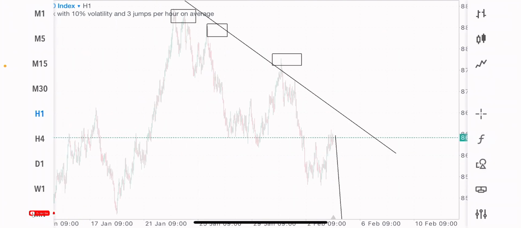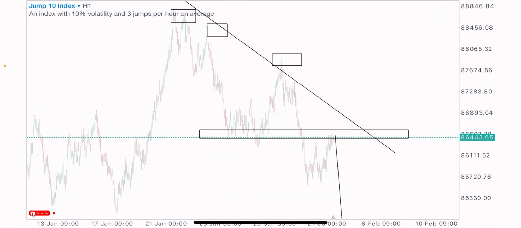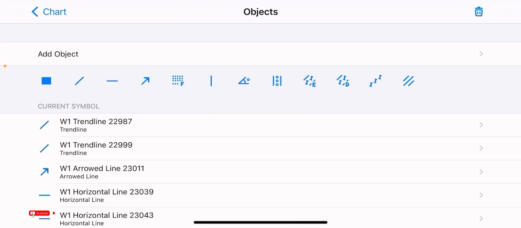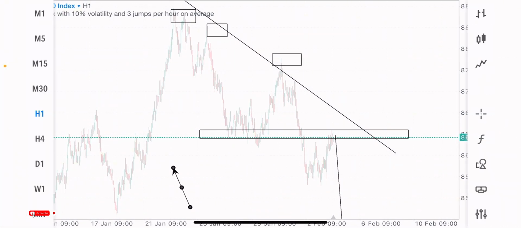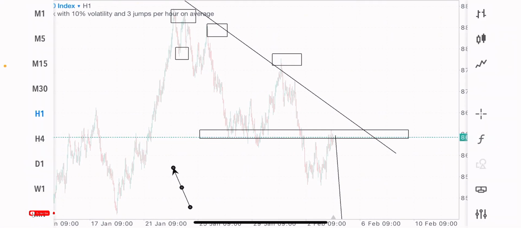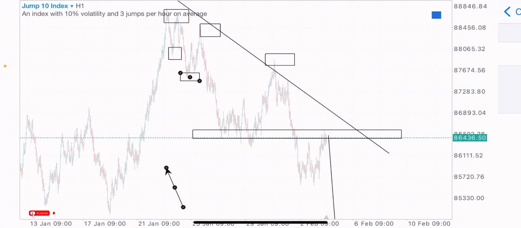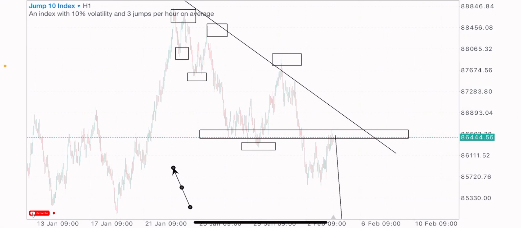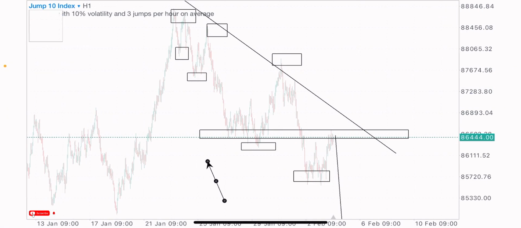So let's mark out this level to look out for possible reaction on this zone because we got these lows broken. This was a low, this is a lower low that got broken. We got the first low at this point. Let's mark it up as well. Everything is looking bearish on this index. The first low at that point, second low here, right? Third low at this zone, and the fourth low at this point.